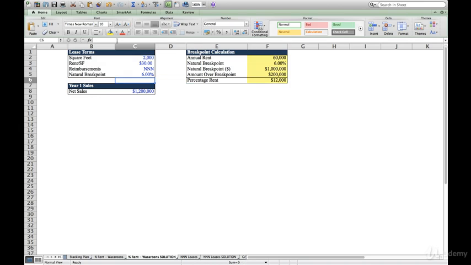Now, as you can see, I added those triple net reimbursements. Those are actually not necessary when looking at percentage rent payments, because percentage rent payments are based off of the base rent. So no CAM reimbursements are included with that natural break point calculation.